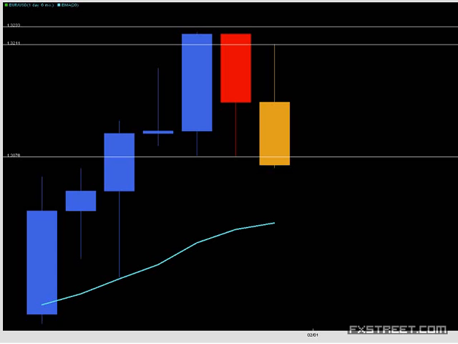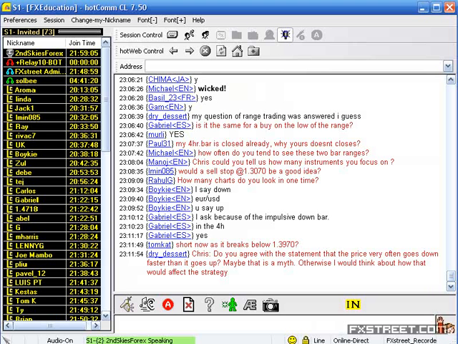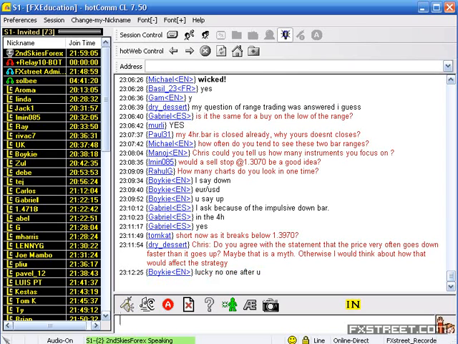Let's see. Michael says, how often do you tend to see these 2-bar ranges? Lots of times. On dailies, on 4 hours I see it. Again, on 1 hours, I'm going to need to see a pretty dominant trend. And ideal is if at the end of that trend, I've seen kind of a climactic bar at the end of that trend move, then I would consider it. But you're going to see plenty of these on the 4-hour and daily.